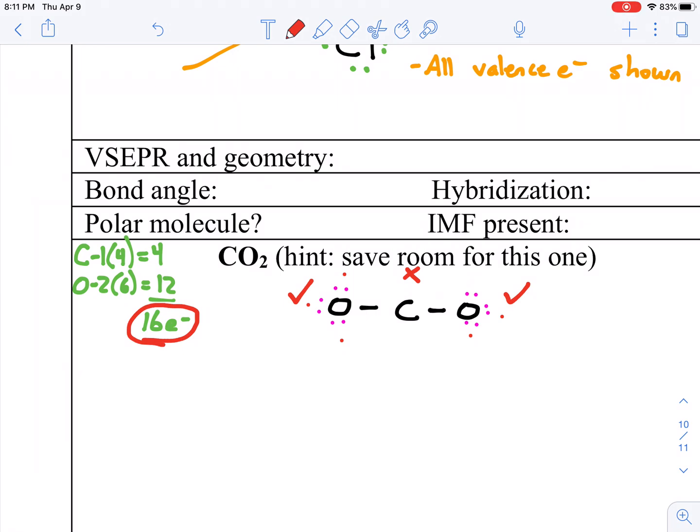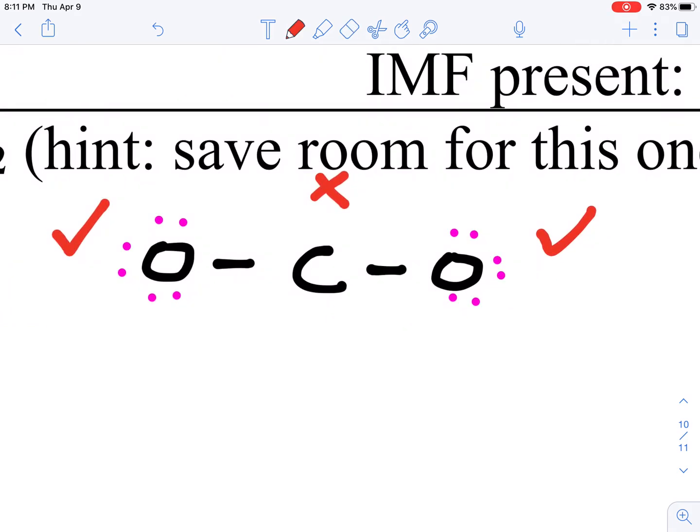So we have ourselves a pretty massive problem, right? What's our problem? Well, we've shown all 16 electrons. We don't have more to give. We cannot just do this. We can't just add valence electrons, because that wouldn't be showing 16 valence electrons, that'll be showing 20 valence electrons. We don't have those valence electrons to give.